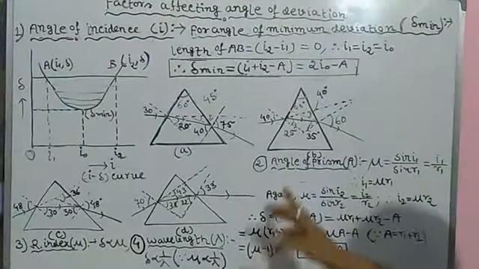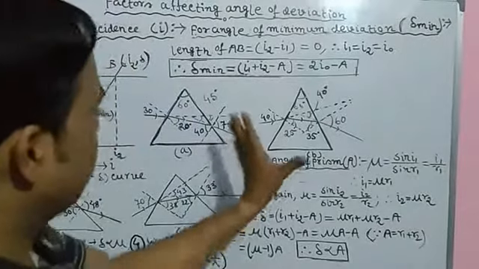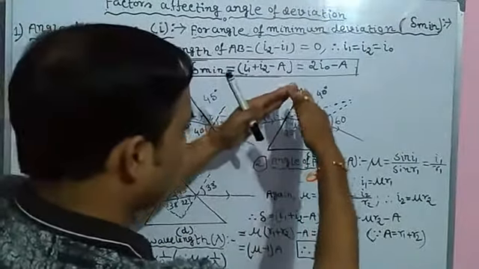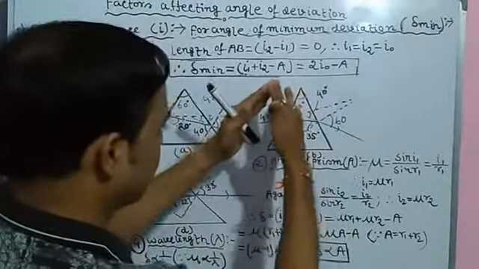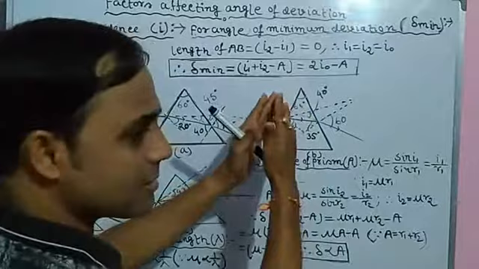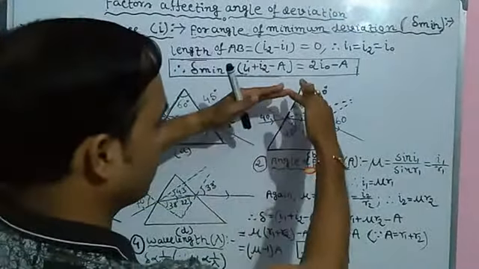Now move on to the next factor, angle of prism. Consider the prism. This is the prism, this is the angle. Now if the angle decreases, meaning the prism is very thin, the angle of prism will be small. If it is thick, then the angle of prism will be more.